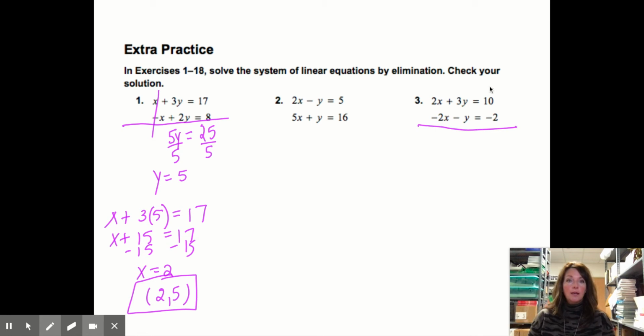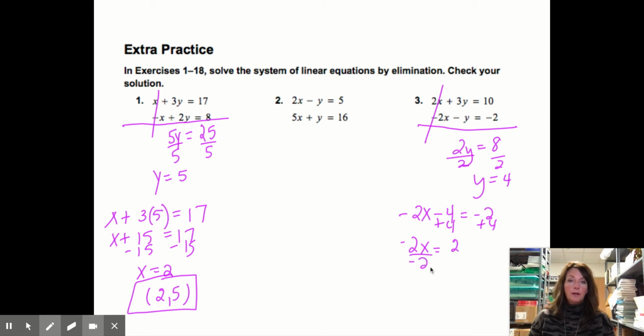So number 3, again, the x's are set up to cancel. So we're just adding. So 3 plus a -1, it's like 3 minus 1, which is 2y, and 10 plus -2 is 8. So y is equal to 4. If y is equal to 4, we can go into either equation. We'll go into the second one. So we'll add 4 and divide by -2, and x is equal to -1. So -1 comma 4 becomes the solution to this system, and then double check it, make sure that it does work out, and we know that it does.